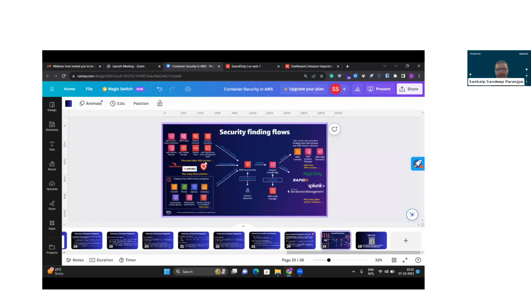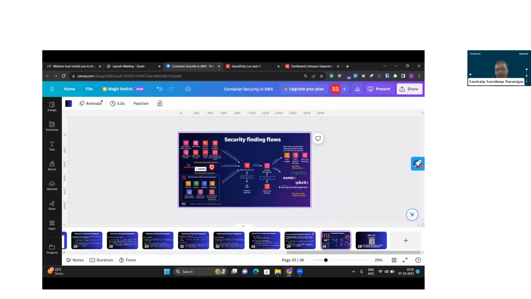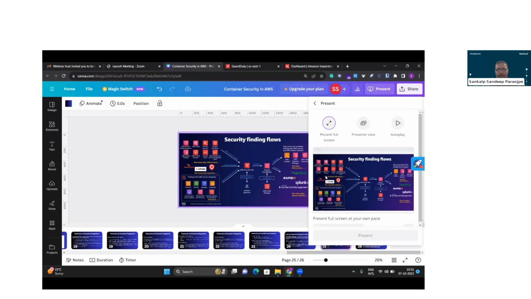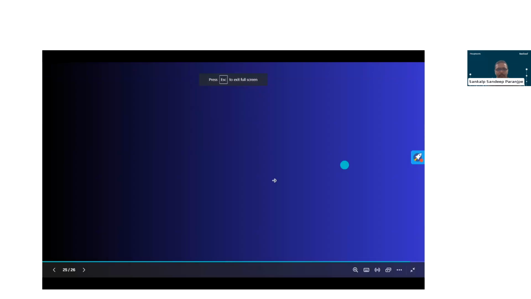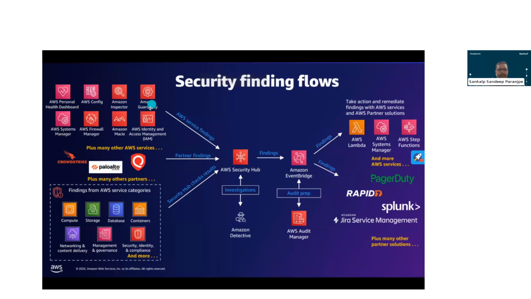And the last slide from Amazon's official presentation shows the security workflow. From these services, the findings are sent to AWS Security Hub. There are many other AWS partners that also send findings to Security Hub. Amazon GuardDuty tries to investigate, Amazon Detective tries to investigate and find the root causes, and then these are sent to Amazon EventBridge for taking remediation steps. Similarly, these findings are sent to Rapid7 or Splunk or any other similar tools.